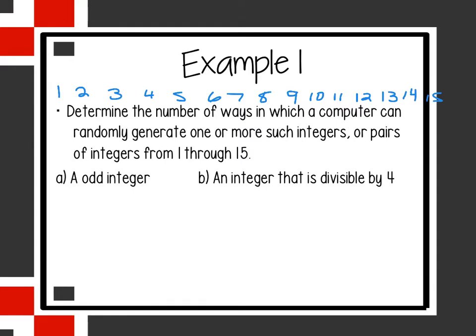And A asks for the number of ways, so you're just looking for a number, in which a computer can generate an odd integer. So from 1 through 15, I want to just count my odd integers. 1, 2, 3, 4, 5, 6, 7, 8. There are 8 odd integers. If it asks what the chances are of pulling an odd integer, then that 8 would go over the 15, and then get reduced if it can. B says an integer that's divisible by 4. So what numbers from that set of 1 through 15 are divisible by 4? 4, 8, 12. How many numbers are there? 3. Easy stuff, right? You're just building the set.